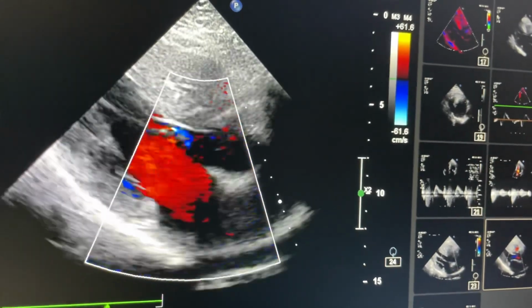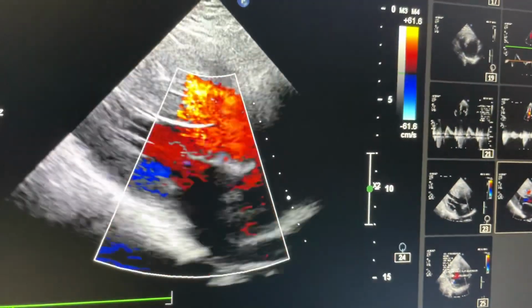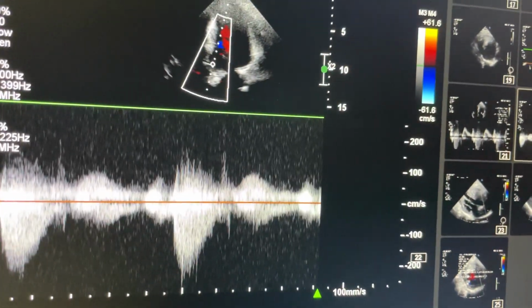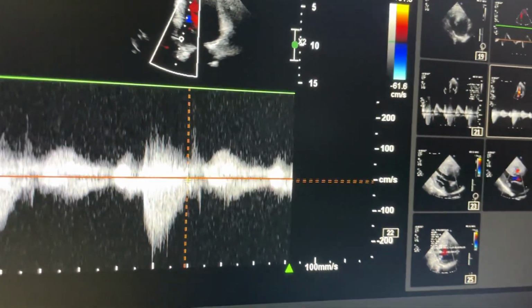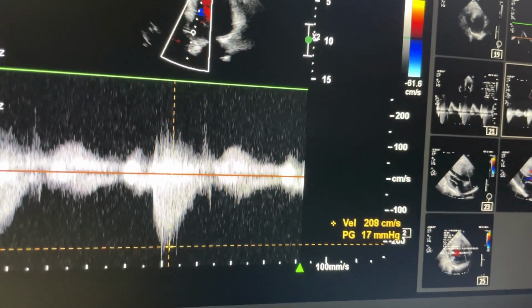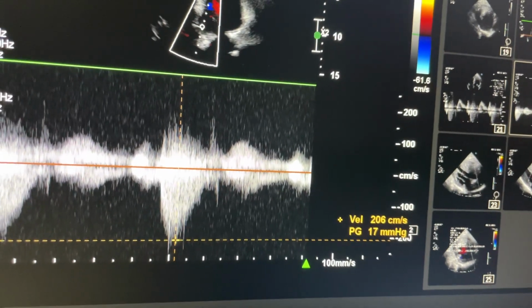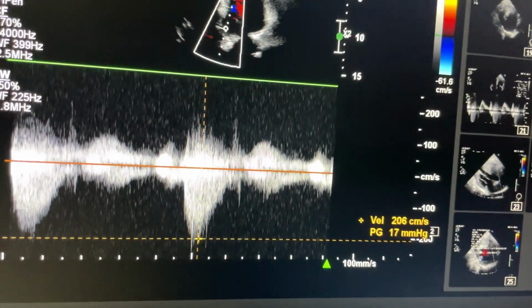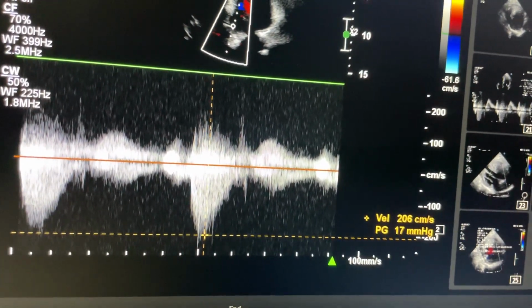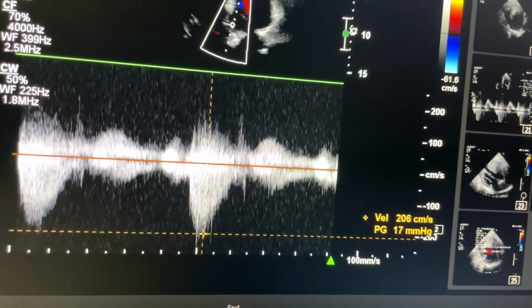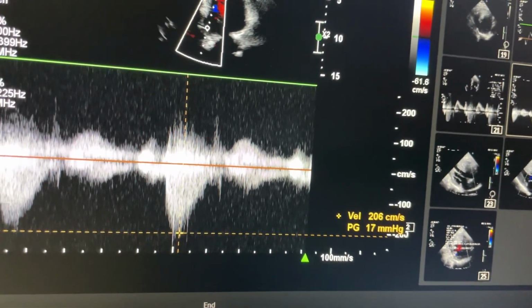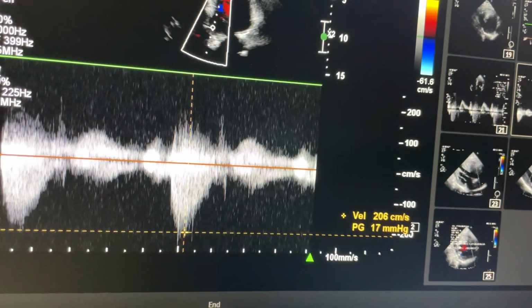HOCM, hypertrophic obstructive cardiomyopathy. Whenever you find this kind of cardiomyopathy, no significant obstruction, you can see this is the flow across aorta and subaortic region. Gradient is only 17 millimeter mercury. Whenever gradient exceeds 35 or 36 millimeter mercury, we call obstructive cardiomyopathy. That means velocity has to be more than 3 meter per second. But in this case, velocity is only 2.06 meter per second. So this is not the case of obstructive cardiomyopathy.